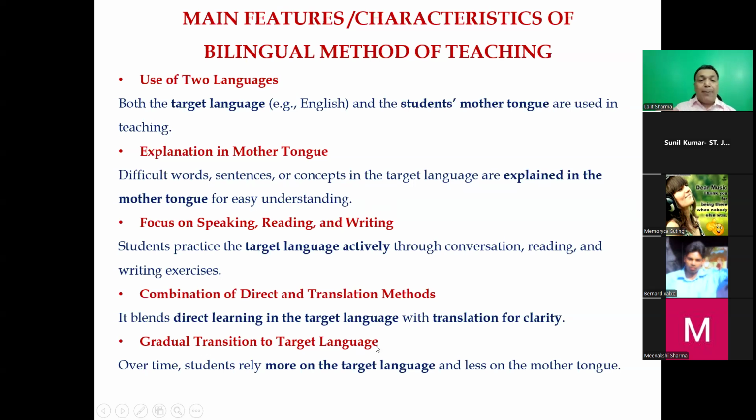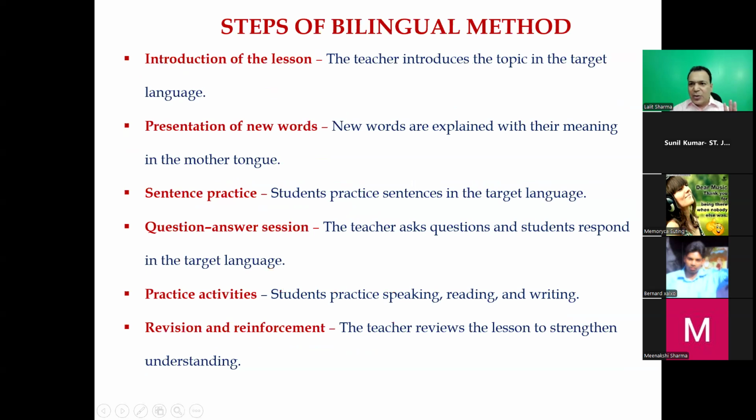Over time, what will happen when you start teaching with this? Students rely more on the target language and less on the mother tongue. Okay. So please guys mute yourself. Some disturbance is coming. So please mute, all of you, please mute yourself. Okay guys. So ultimately the objective of this method also is that over time the student will come to the target language, which is the English language. Right?